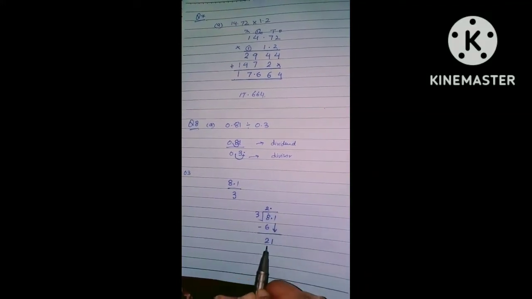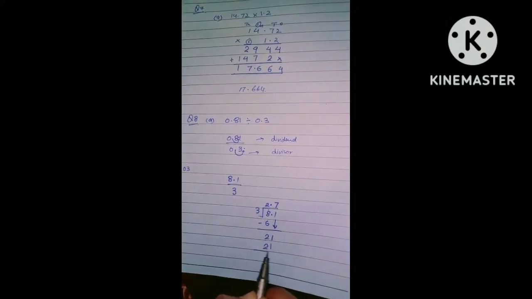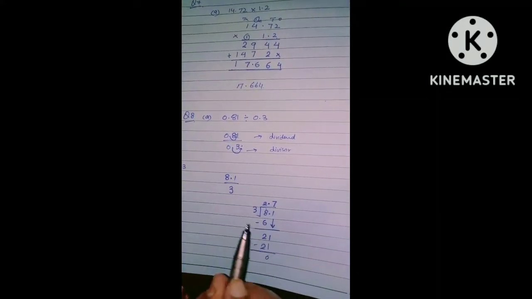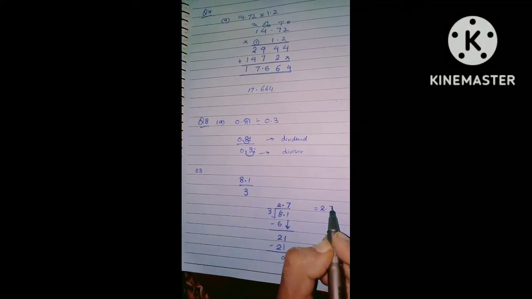So now this is 21. So 3 7s are 21. So your answer is 2.7. So this is your answer. I hope that it's clear to you.